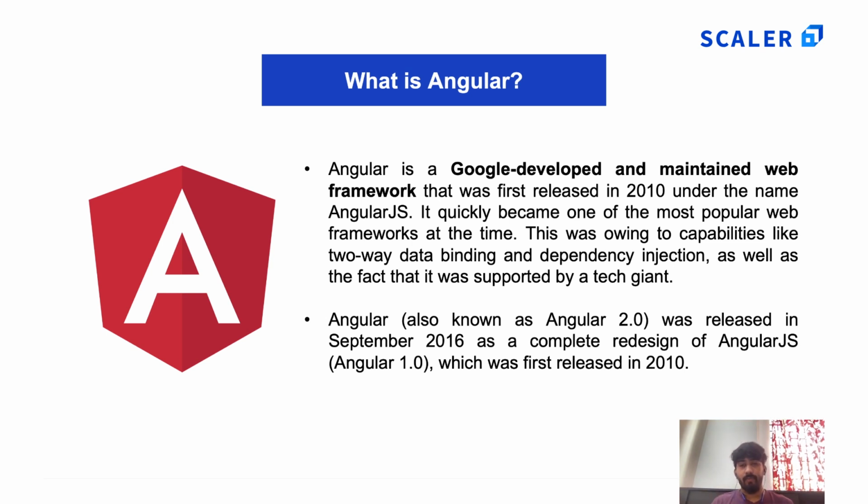It had lots of features like two-way binding and dependency injection, and it was also supported by a tech giant, Google, which created it. That's why it had a lot of support. Even though there were other JavaScript frameworks, Angular was basically leading at that point of time. We'll be looking into two-way binding and dependency injection. For now, just understand that Angular is a Google developed and maintained framework released in 2010, which was called AngularJS. Right now it's Angular. Before, it was AngularJS when they were using JavaScript and not TypeScript. It was popular because of its capabilities like two-way binding and dependency injection.